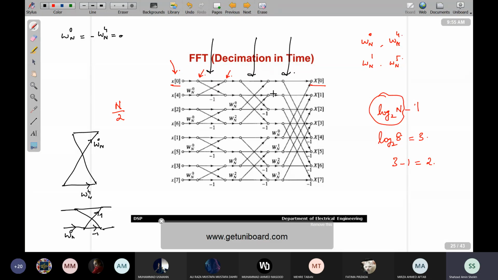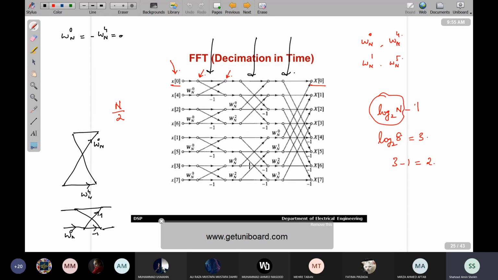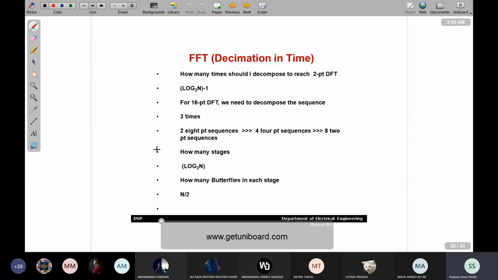इसी तरह से 16 में अगर आप जाते हैं तो आपके पास 4 stages होंगी, log to the base 2 16, that is 4. 32 पॉइंट्स के लिए जाते हैं तो आपके पास 5 स्टेजेस होंगी, 64 के लिए आपके पास 6 स्टेजेस होंगी, इसी तरह से आप चलते चले जाएंगे. How many butterflies in each stage? Actually यहाँ पे अगर आप देखें तो आपको हर स्टेज में 4 नजर आ रही हैं, but actually generalized terms में it is N/2. N is 8, so 8/2, 4 बटरफ्लाइज आपको नजर आ रही हैं हर स्टेज के अंदर. अगर 16 होती तो आपको 8 बटरफ्लाइज नजर आती हर स्टेज के अंदर.